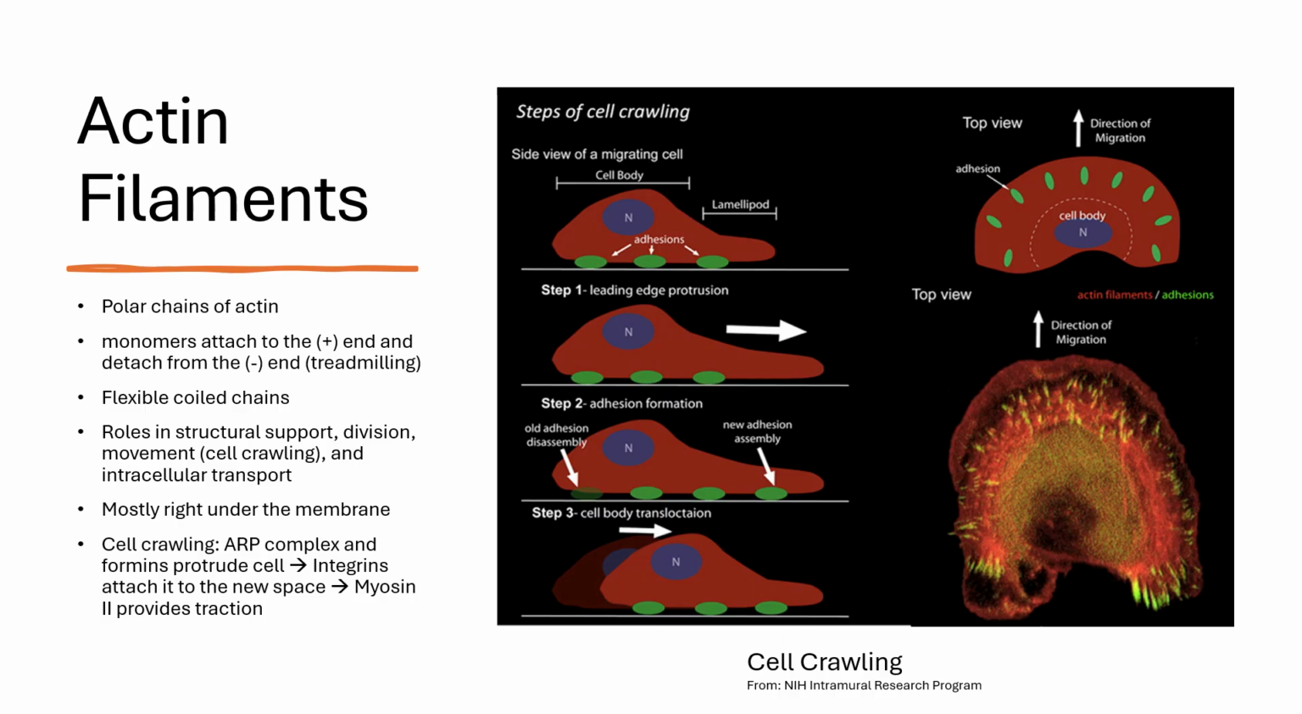Cell crawling can be seen in that diagram to the side. Basically, an ARP complex and formins produce a protrusion from the cell. Integrins then attach that cell to the new place, and myosin II provides traction for the cell. And it just continues using that process of sending out a piece and then attaching and then moving the body over just a little bit to move around. And most of these actin filaments can be found concentrated right under the membrane.